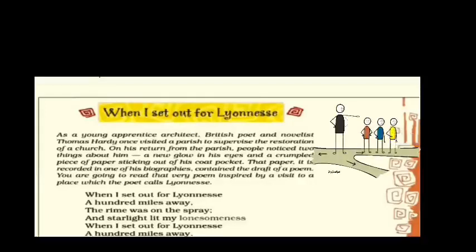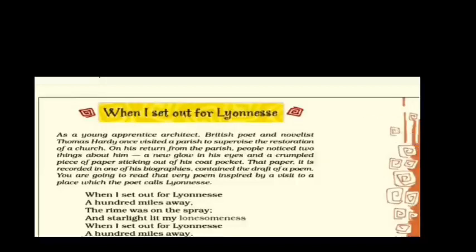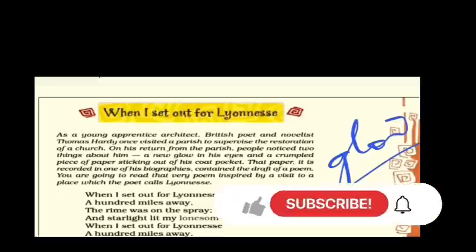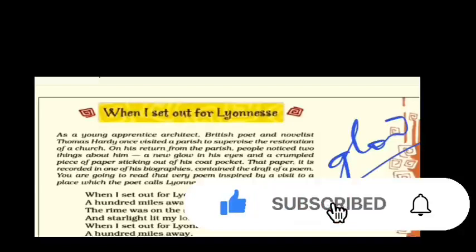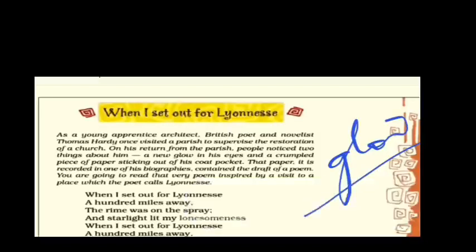So on his return from the parish, people noticed two things about him. There were two remarkable or striking things about him. What were the two things? One was a new glow in his eyes. There was a sparkle in his eyes that was evident. Whosoever took a look at him was sure that this glow was not the kind of glow he used to have when they saw him before. And a crumpled piece of paper sticking out of his coat pocket. There was this paper also, which was crumpled. It was sticking out of his coat pocket.